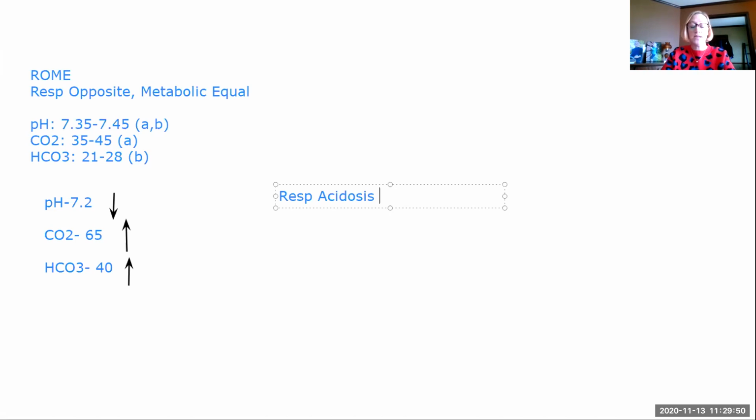So we look at our bicarb. Since we know it's a respiratory problem, we already determined that, now we've got to look at our bicarb. Is our bicarb trying to combat the acidosis? Yes, it is, because your bicarb is a base. It's an alkaline. It's trying to become more basic by rising to combat the acidosis problem. So yes, but our pH is not normal yet, so it's still not fully compensated. It hasn't done its job to bring our pH back to baseline. So it's partially compensated.